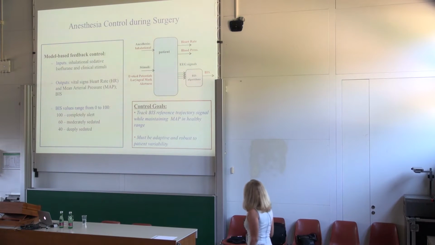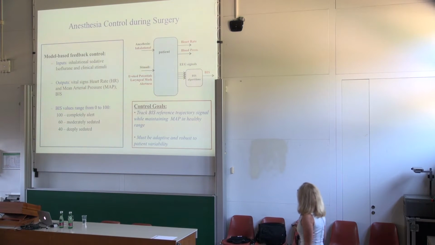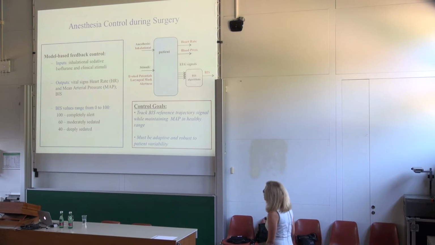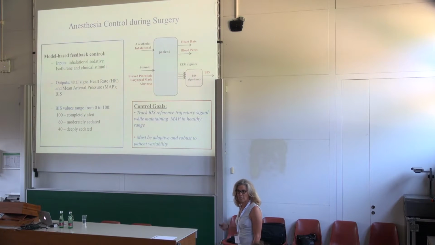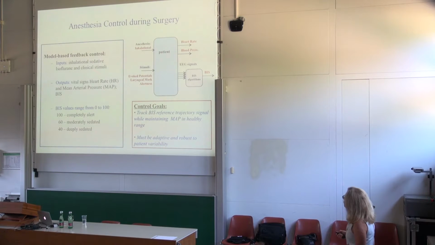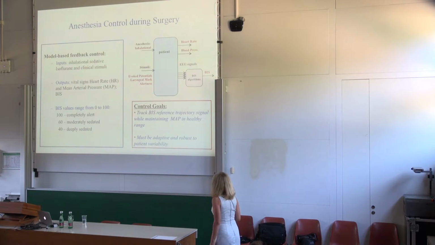So our control goal here was we wanted to track a BIS reference trajectory signal while maintaining our blood pressure in a healthy range. And originally we were looking at maintaining heart rate as well. But what we discovered in the process of analyzing the data was that there's no effect on heart rate from isoflurane. So that was one of the things that we found in the process of looking at the data that we got from the trial. And we really like these to be both adaptive and robust to patient variability.